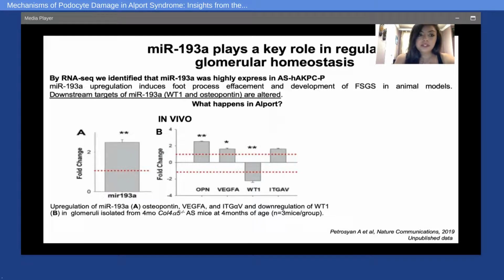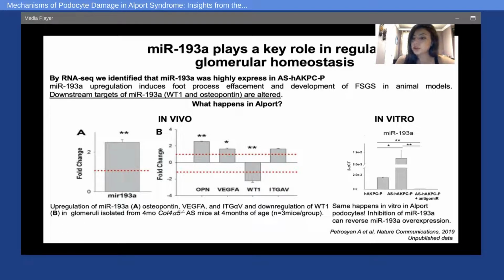In vivo, what we've seen is that mice that have the mutation for collagen 4 alpha 5 do indeed have an upregulation of miR-193a in their glomeruli. And we've also seen that they have alteration of WT1 and osteopontin, which are the downstream targets of miR-193a. What about ourselves? Looking at the Alport podocytes versus healthy podocytes, we do indeed see that miR-193a is upregulated in the Alport podocytes.